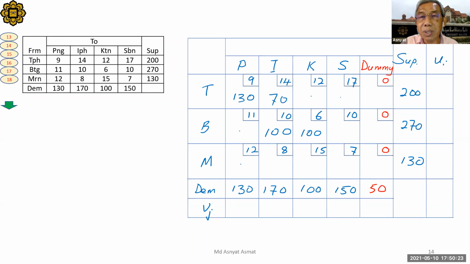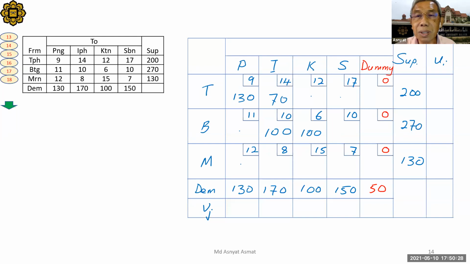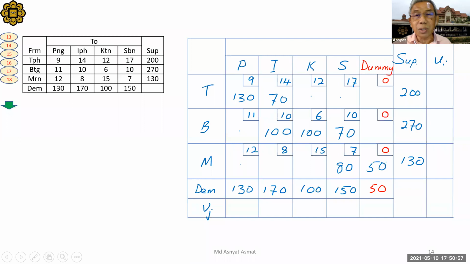How many units here? 70. So we do not need any more from here. Right, then here, 80. Here, the last one, 50. Okay, this is the initial solution.